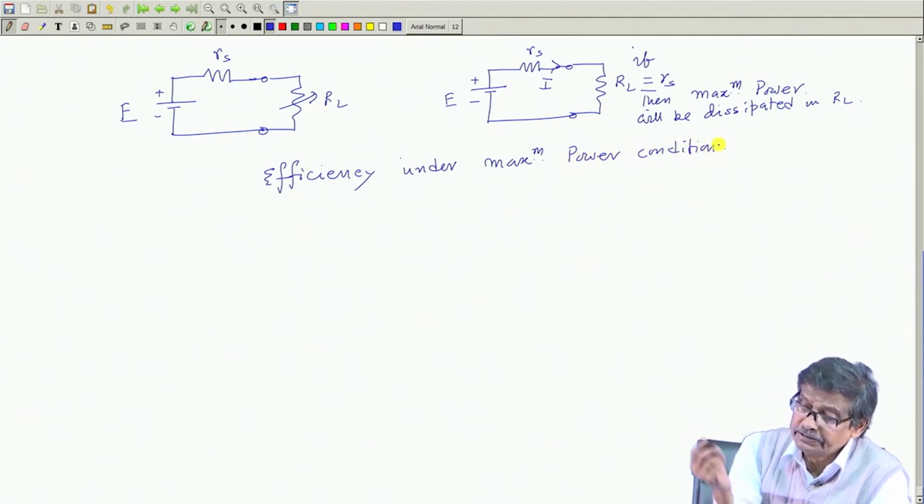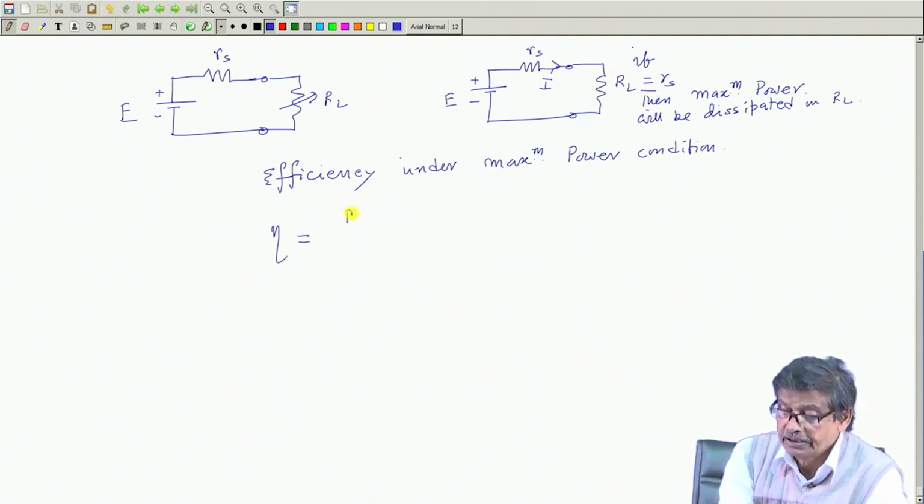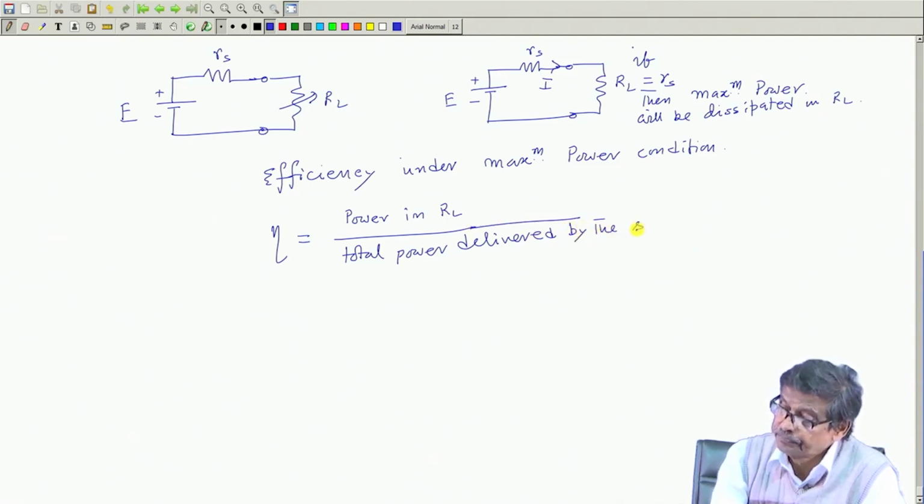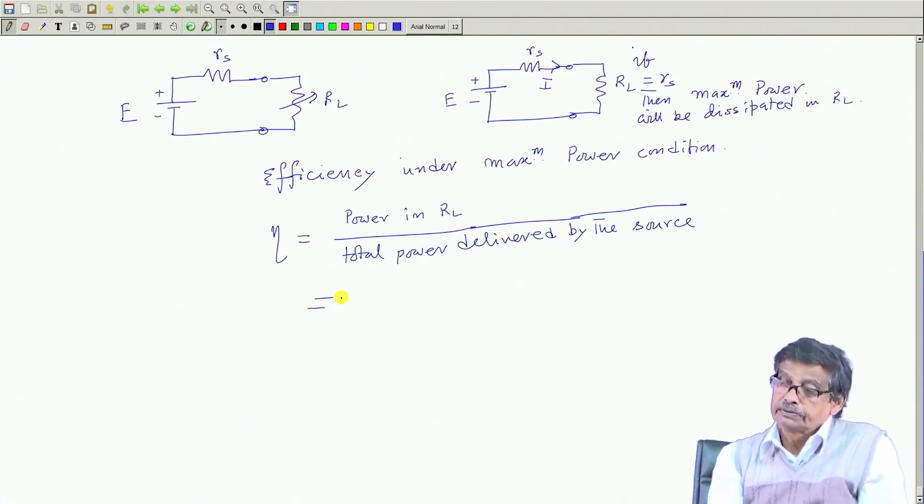What do I mean by efficiency? Efficiency, you know, is the output power, that is power in R_L, divided by the total power delivered by the battery, by the source.